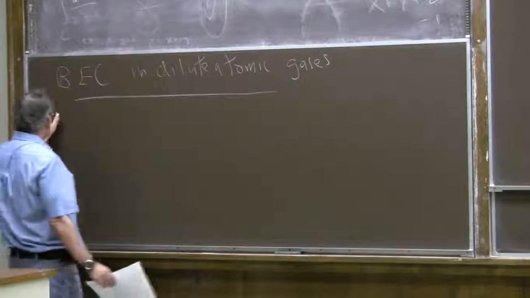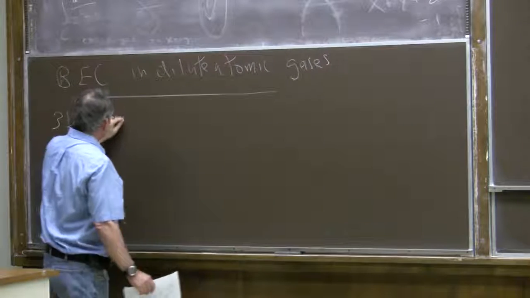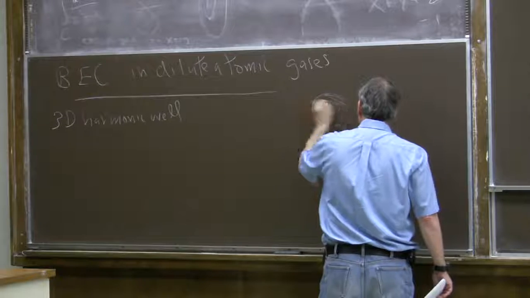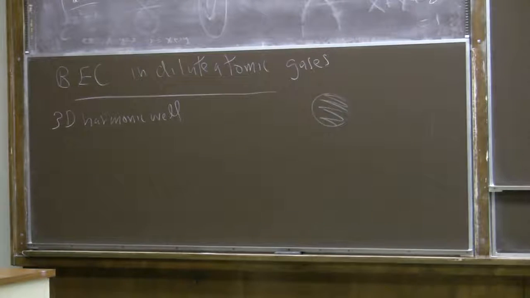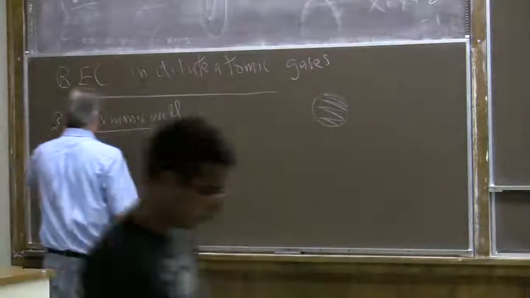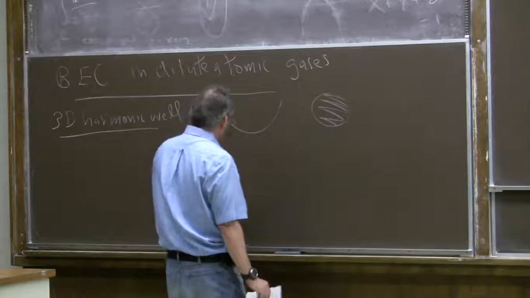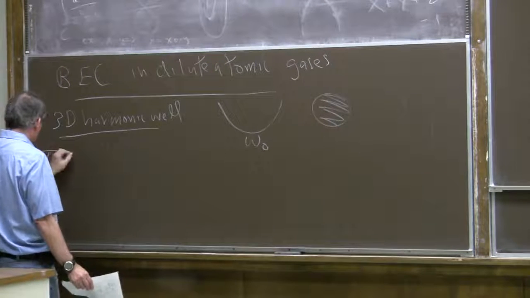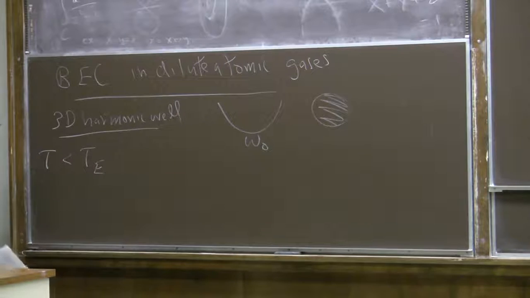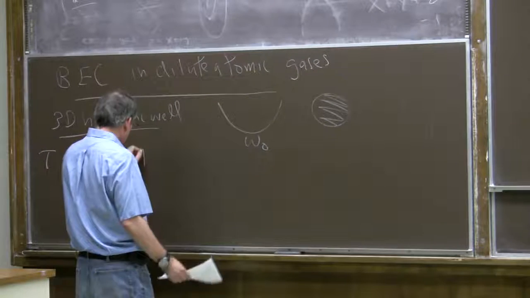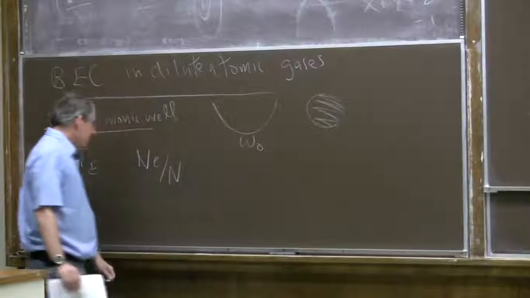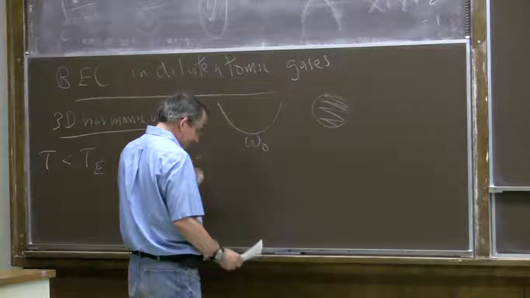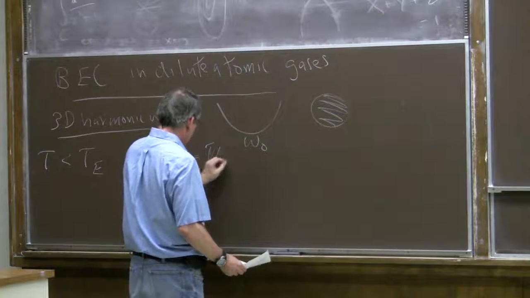We found that if we had a three-dimensional harmonic well, holding an ideal gas, so it's confined in a trap in kind of a spherical cloud, where the well has a circular frequency omega 0, that when the temperature is below some non-zero critical temperature, the Einstein temperature, the fraction of the atoms which are in excited orbitals is temperature divided by Einstein temperature cubed.